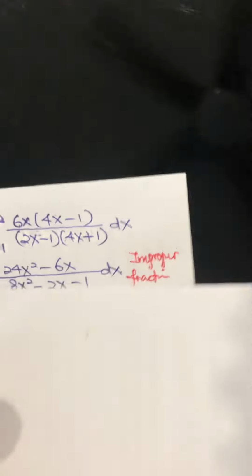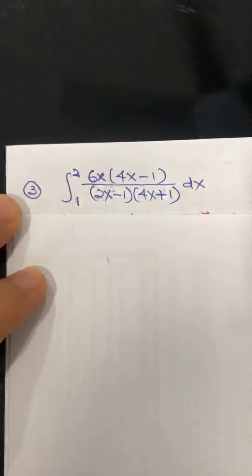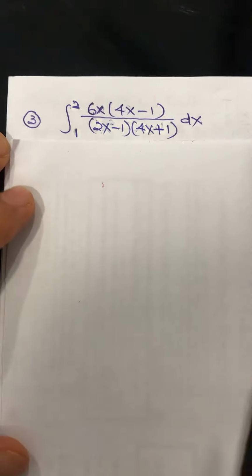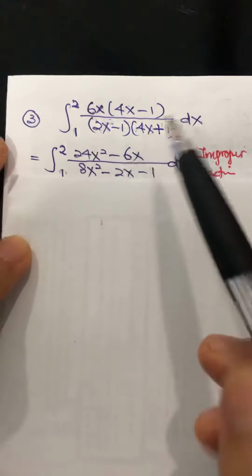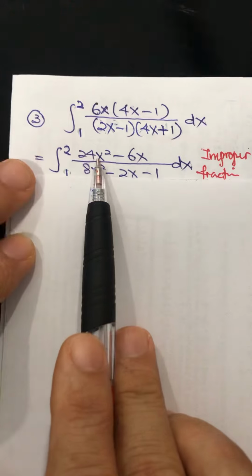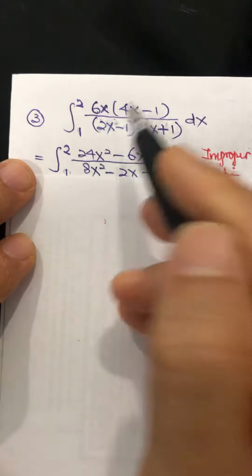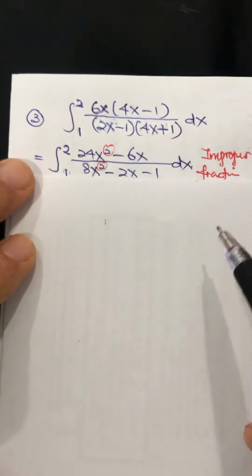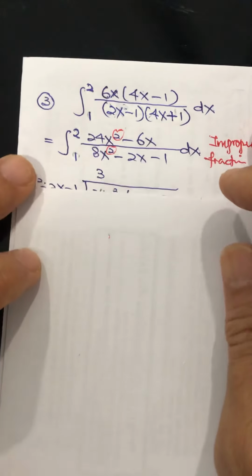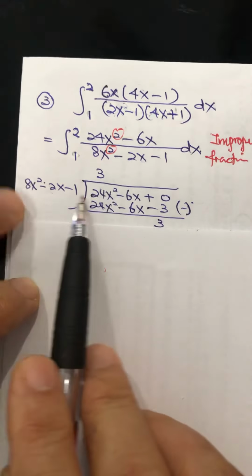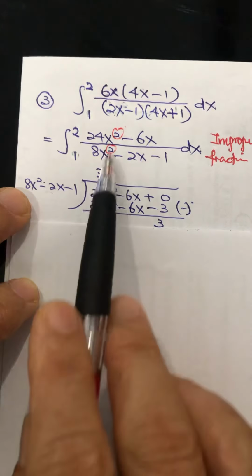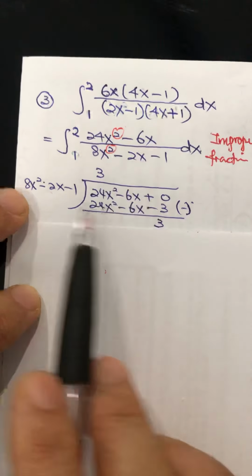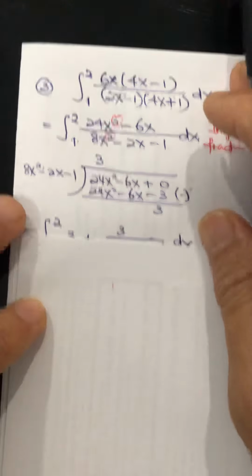When you come to this, let's say you have this. This one is also an improper fraction, because why? This is square, this also square. So this one is square, this one also square. Actually the degree in the denominator should be bigger. So what we have to do, you have to divide. So divide like that. Okay, 6x 0, then you divide, then finally you have this.